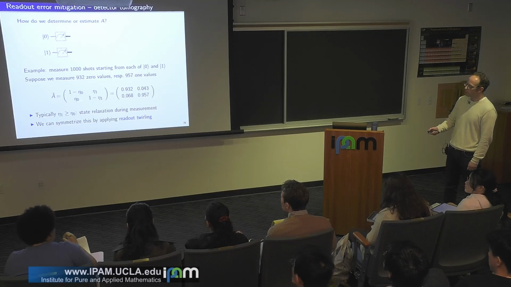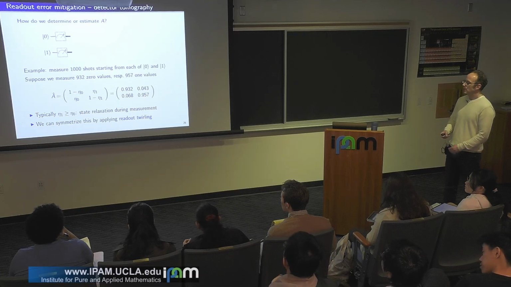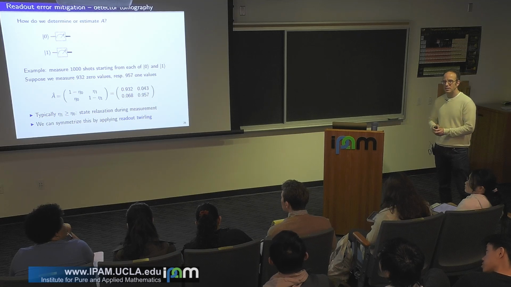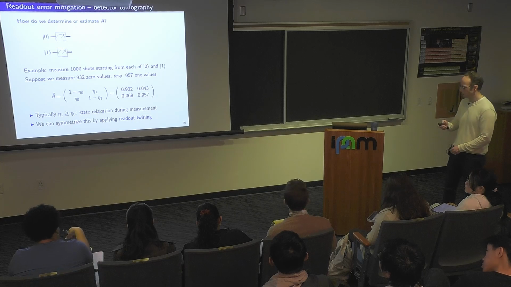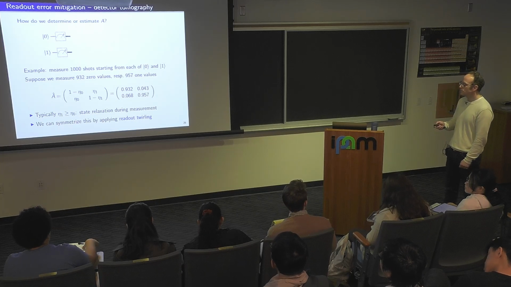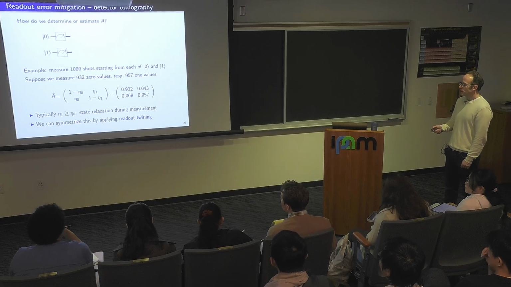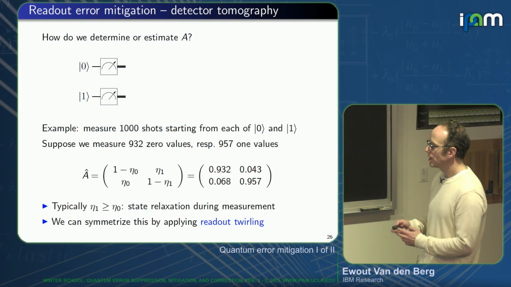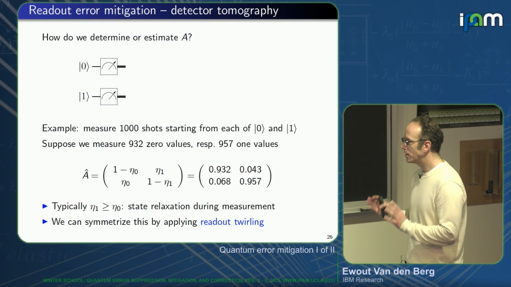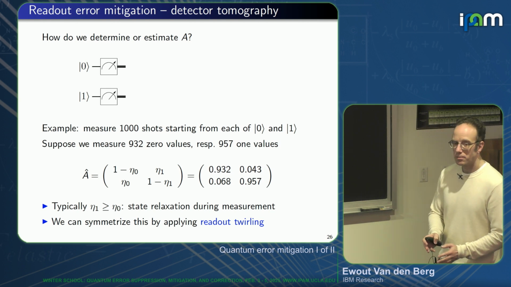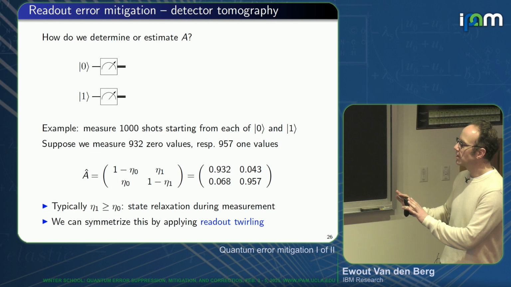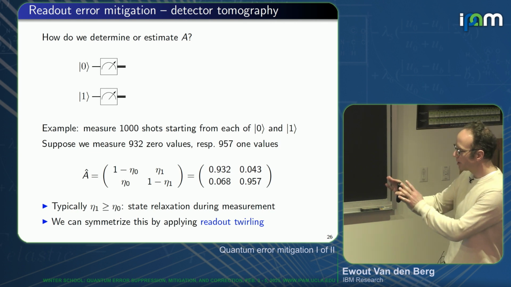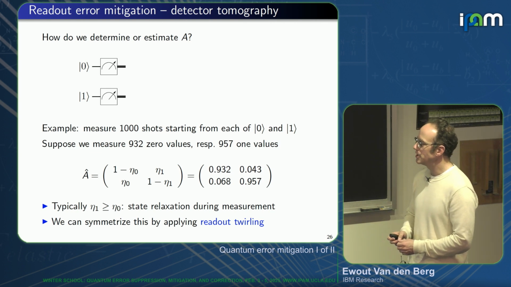So this is just two probabilities here, and usually measuring 1 is harder than measuring 0 because it might decay towards 0 as you measure it. So this is not a symmetric matrix in general, but you can symmetrize it by applying twirling on the readout. So just like we apply Paulis around the channel, you can also apply certain gates before measurements.